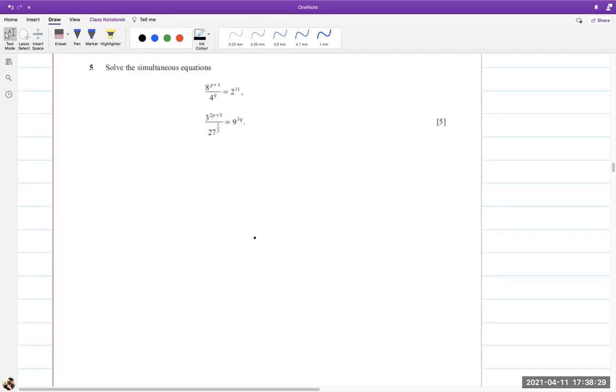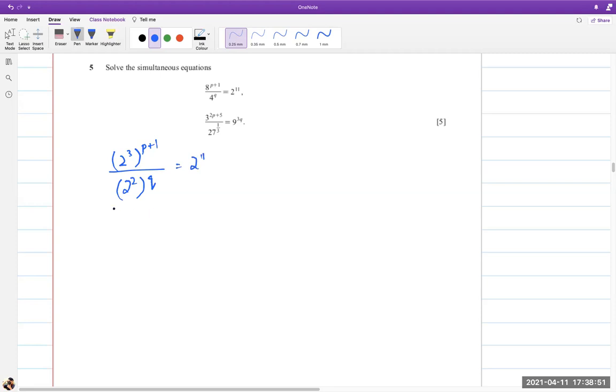This one again, we'll try to make sure that everything is in the same powers, and then we'll try to use log or something else to simplify the equations. So here 8 can be shown as 2 cube. Sorry, this is p plus 1. And 4 is 2 squared.